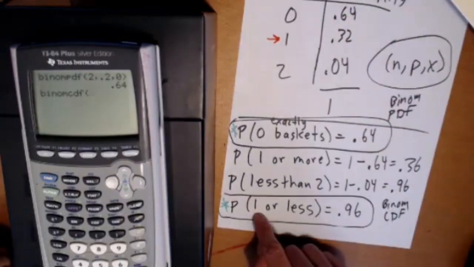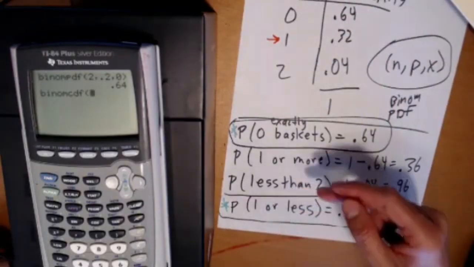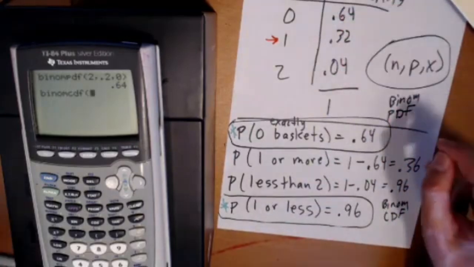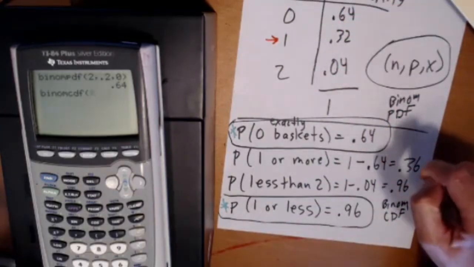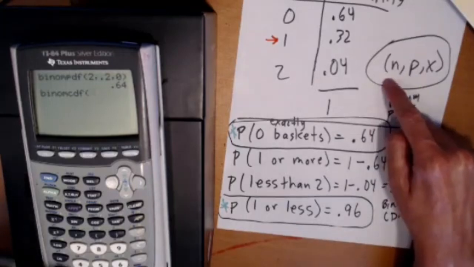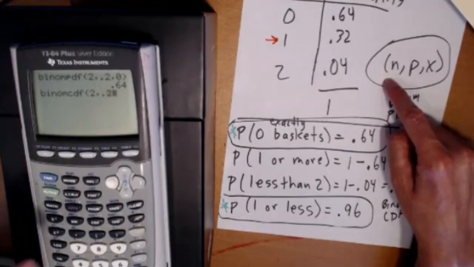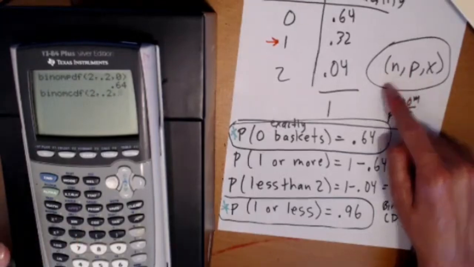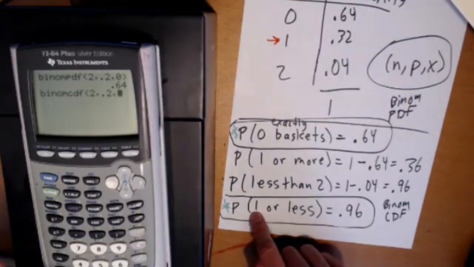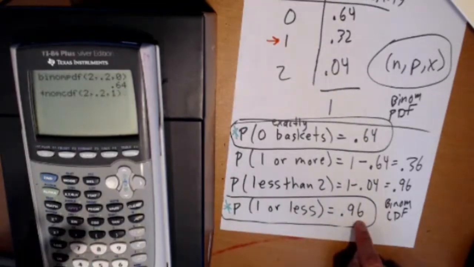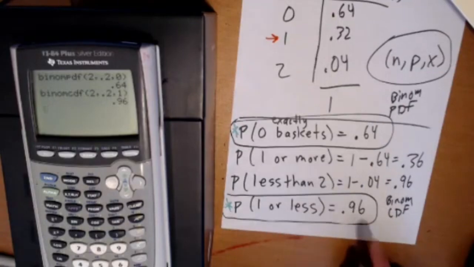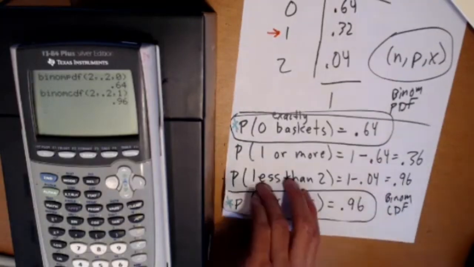So if I had put 2 there, it would have looked at the 2, the 1, the 0, and added them all up. Okay, so I'm going to give it the N, 2, comma, above the 7, 0.2, comma, and then for this one we want a 1, end parenthesis, and it better give me 0.96. Please work. Boom. Okay, cool.